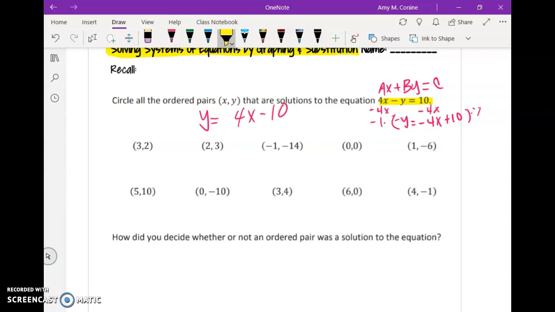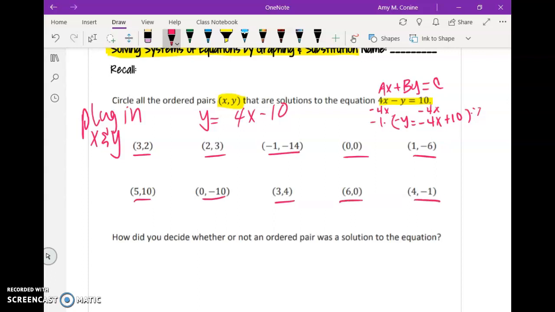So our goal is to look for all the inputs and outputs, or x's and y's. So our x's and y's are our inputs and outputs. So we have a bunch of x's and y's here, and we need to see which ones are solutions. So we're going to take each one, and we're going to plug in our x and y for each point and see if they work. If the left side equals the right side, then they are solutions. Okay, so you're going to pause the video and you're going to do that now.